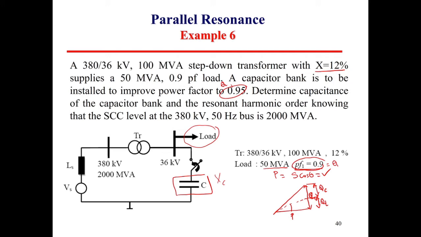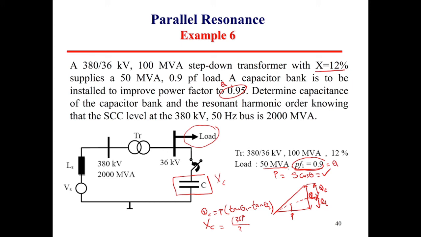So we know that QC, which we would like to find, will be equal to P times tan theta 1 minus tan theta 2. P is given, theta 1 and theta 2 are given, so that will give us QC. Then we can calculate the value of XC from V squared, which is 36 squared, divided by QC, and that will give us the value of XC. Of course, for the transformer we can find XT.